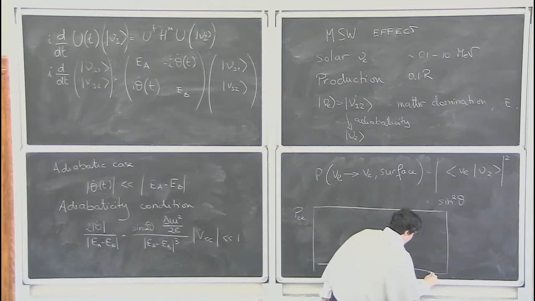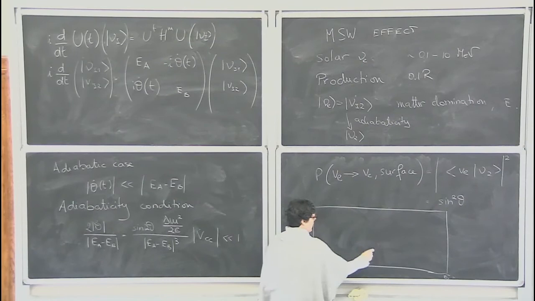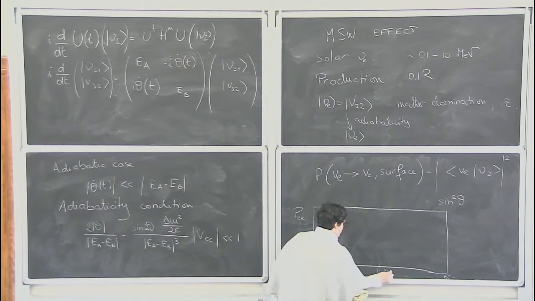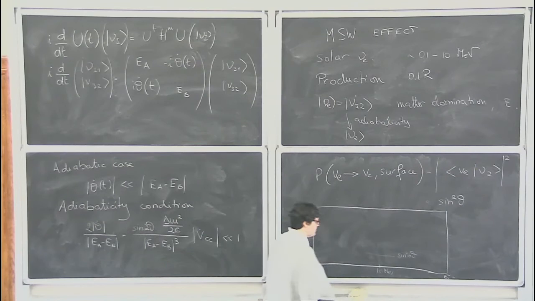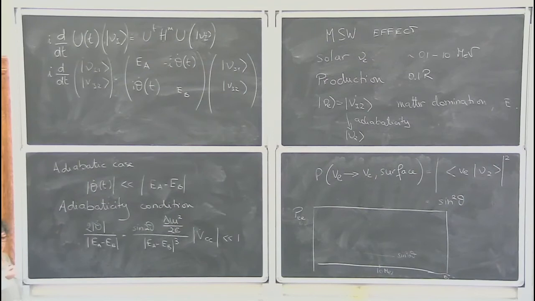Neutrino energy. So for energies, let's say here I have 10 MeV, you have that the survival probability is sine squared 2 theta. But if I go to very low energies, you remember, then the term delta m squared divided by 2E at very low energy becomes big, and therefore dominates with respect to the square root of 2 G_F n_e. So you recover the vacuum limit.